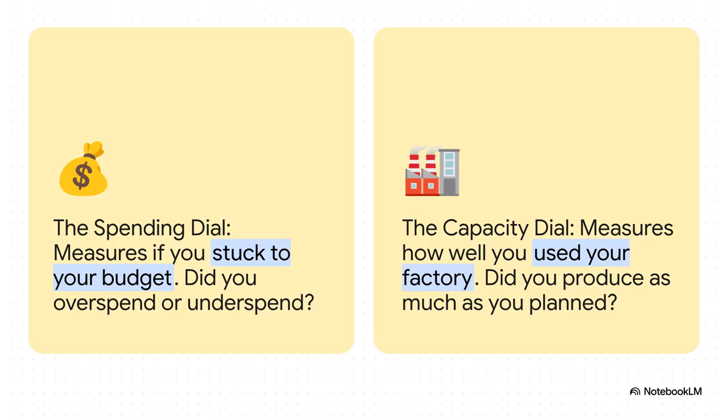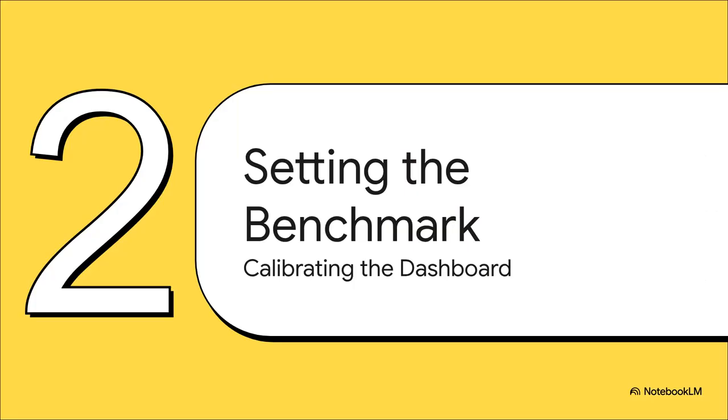Now, this one's a little different. It has nothing to do with how much money you spent, but everything to do with how well you use the factory space and machinery that you are paying for. Now look, before any dashboard can give you useful info, you have to set it up, right? You've got to calibrate it. You need a benchmark to measure against. And in the world of cost accounting, our benchmark is called the predetermined overhead rate. This one number is absolutely crucial. It sets the standard for the entire year.